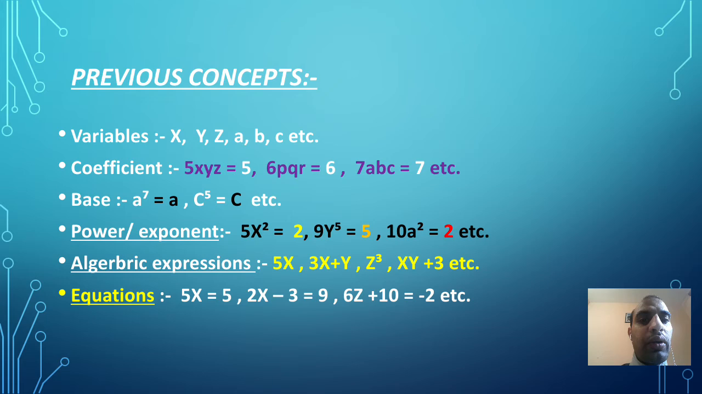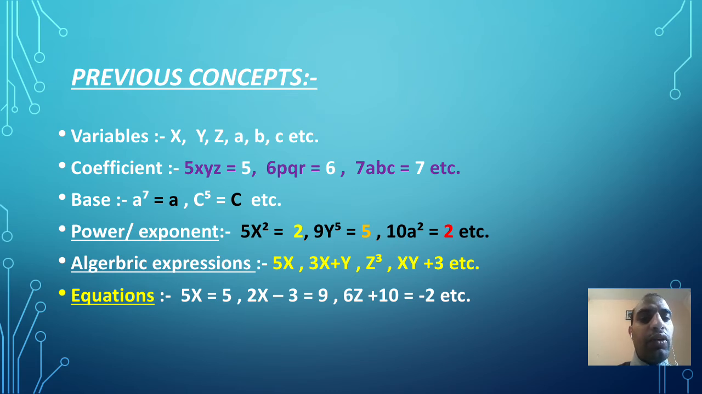Next you have studied about coefficient. Coefficients are the numbers written along with the variable. You can see the examples I have given: 5xyz. X, Y, Z are variables and 5 is the constant number. This 5 is your coefficient. In the second case, 6pqr, 6 is your coefficient and p, q, r are variables. 7 is the coefficient in the next case, with a, b, c as variables.